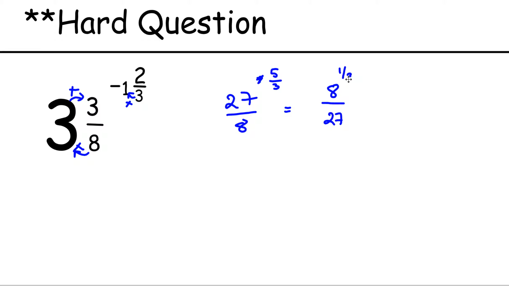We're going to power everything by a third. We're going to pull that third in, so we lose that power. 8 to the power of a third is 2. 27 to the power of a third is 3. And now we're going to bring that 5 over, so we're going to power everything by 5. So 2 times by 2 times by 2 times by 2 times by 2 is 32. And then 3 to the power of 5 is 3 times by 3 times by 3 times by 3 times by 3, which is 243.